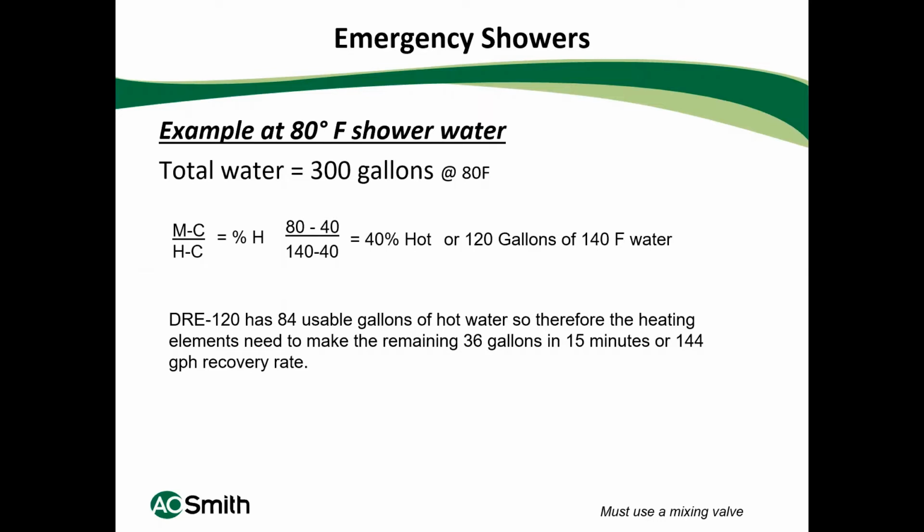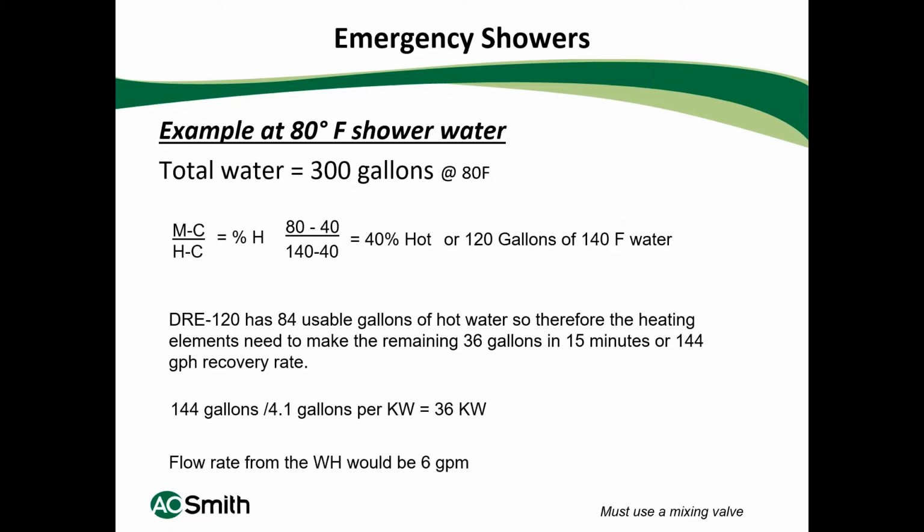So now therefore, I'm short. I need 120 gallons, right? So I'm 36 gallons short out of the storage. So I need to make up 36 gallons in 15 minutes. So that's 144 gallons per hour. So for my recovery rate, I now move up to a DRE 120 with 36 kilowatts. So quite a jump to satisfy that shower. And now I have a flow rate of 6 gallons per minute. So again, 2 tankless gas water heaters would also do that job.